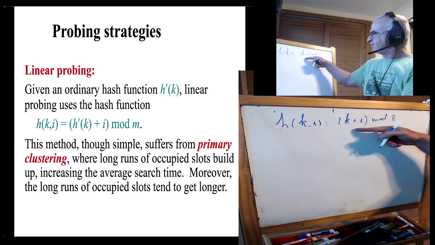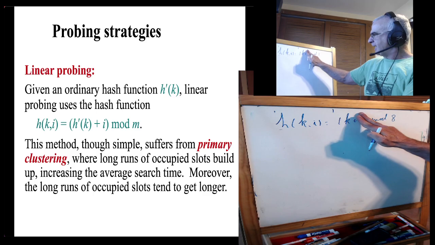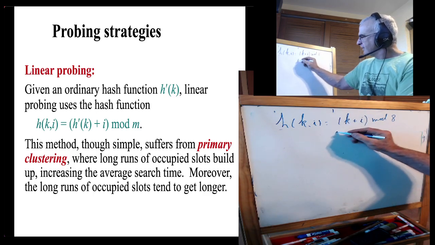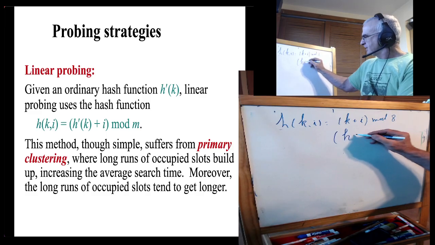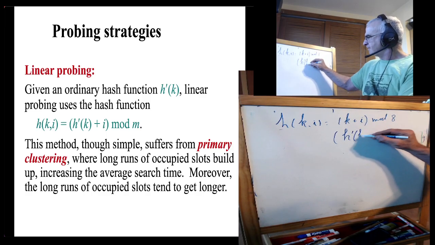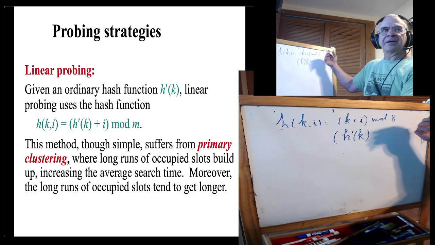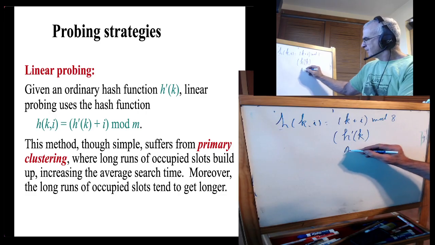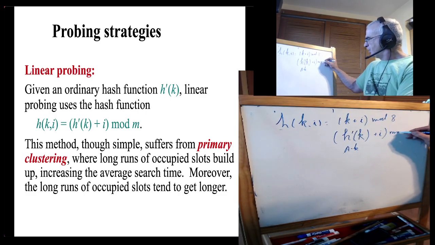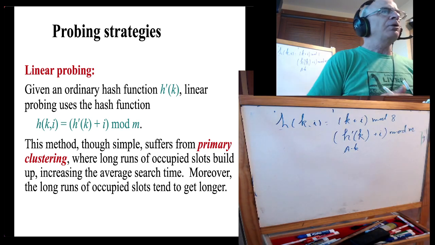It was a bad function even in the case of chain hashing, where there was no i in the game, it was just k modulo. However, even this function, I'll use some other hash function, h prime of k, no i in the game. For example, a multiplication function, a times k, plus i modulo m. What about this function? Good or bad?